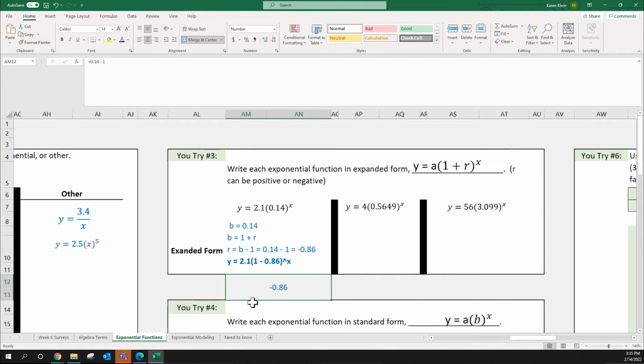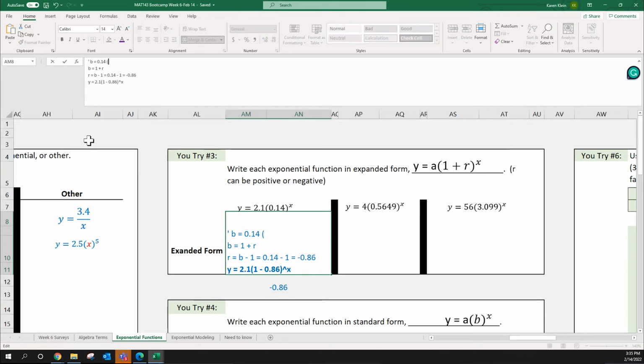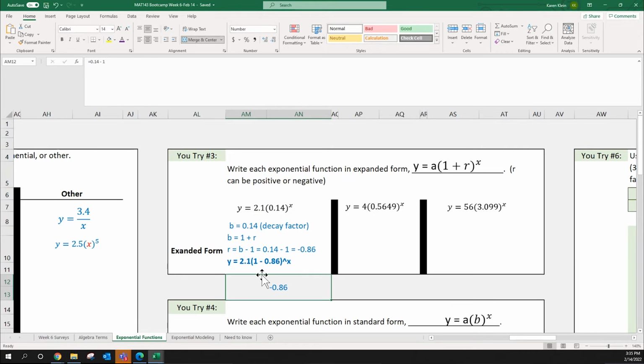So this is how I can expand this so that I'm able to explicitly see I've got my growth factor, or my decay factor, I should say, because it's less than 1. Let's write that there as well, just to look at the terminology. I have a decay factor of 0.14. And then I have a decay rate of negative 0.86. So in expanded form, that gives me 2.1 times 1 minus 0.86 to the power x. All right, let's go ahead and move to the second one.